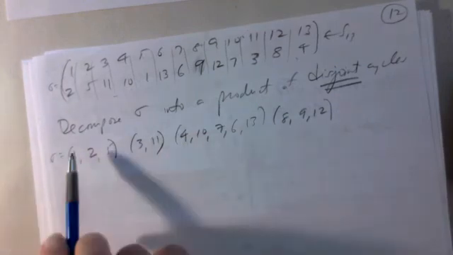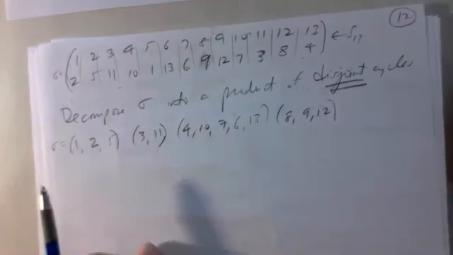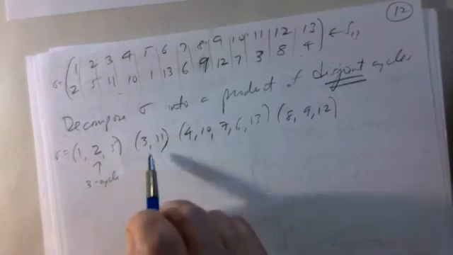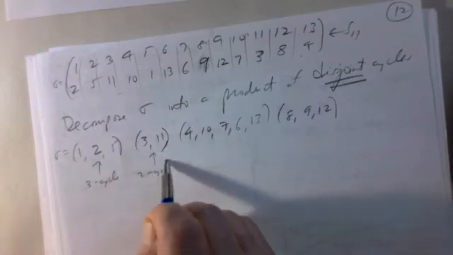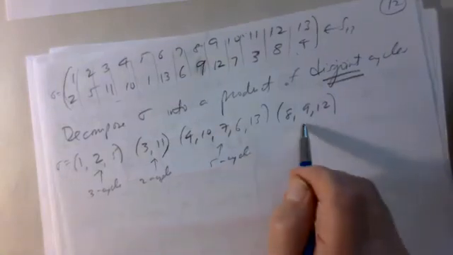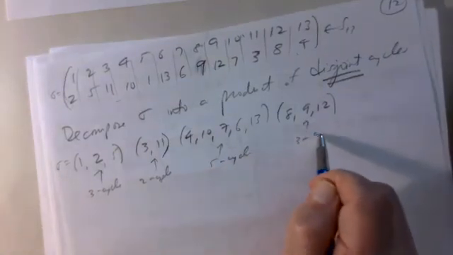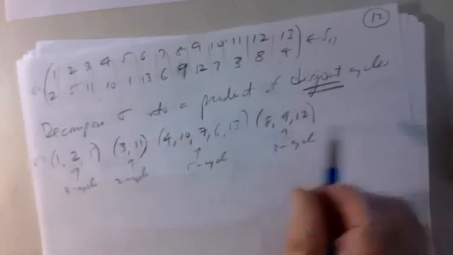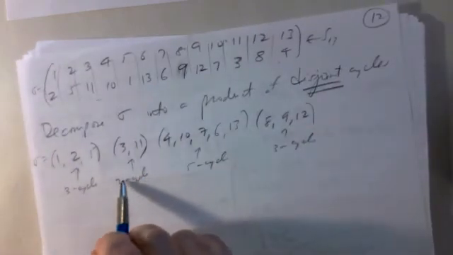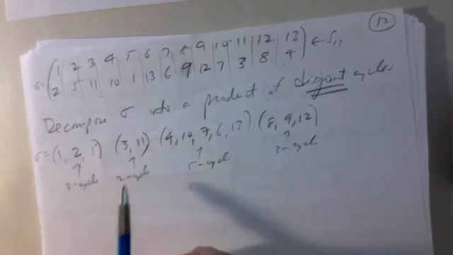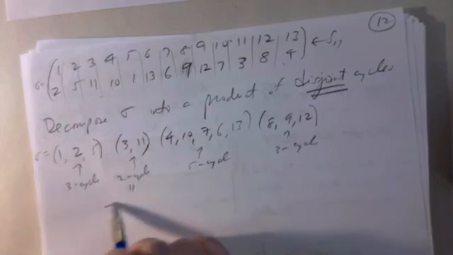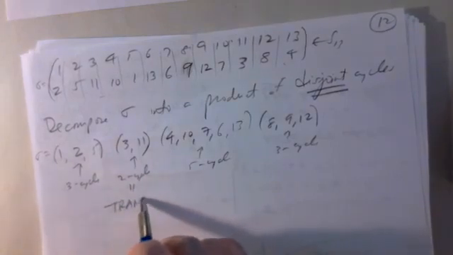So this is sigma as a product of disjoint cycles. Here we have a 3 cycle, a 2 cycle, a 5 cycle, and a 3 cycle. And these are disjoint. Another name for a 2 cycle, 3 goes to 11, 11 goes back to 3. This is also called a transposition.